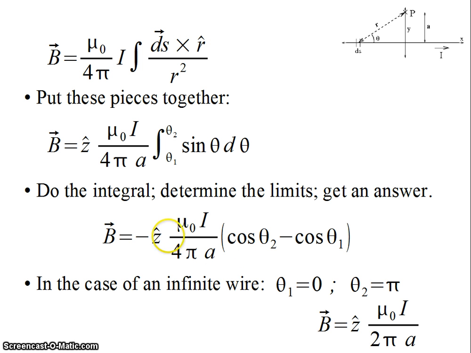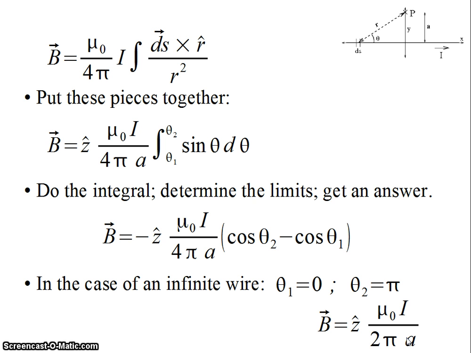That negative cancels the negative in my formula, and I'm left with the magnetic field being z hat, constant of nature times the current, over the distance away from the wire. This is something we got from Ampere before, and it was noticeably harder to get it here, but I claim it's worth doing for a couple of reasons.